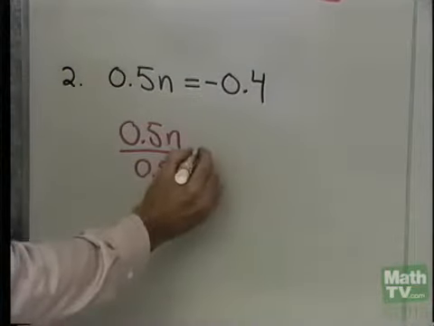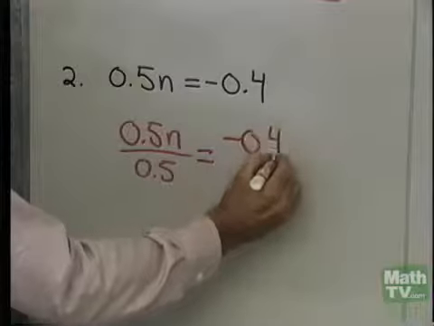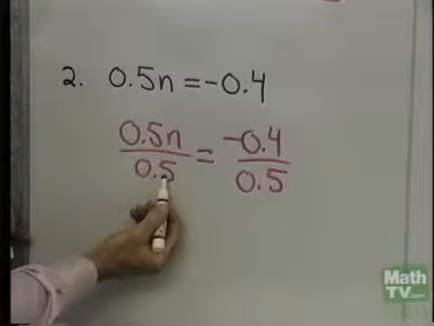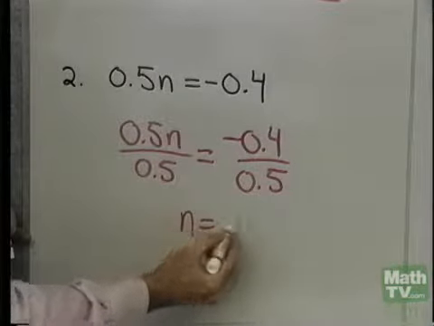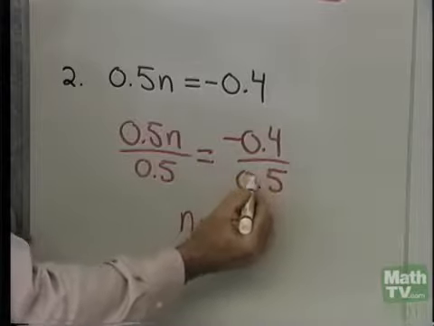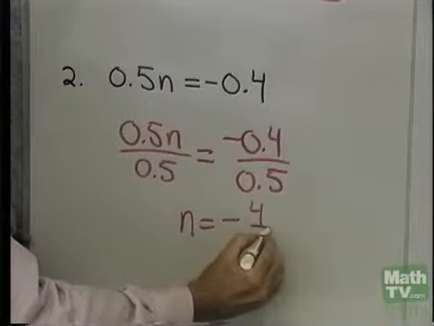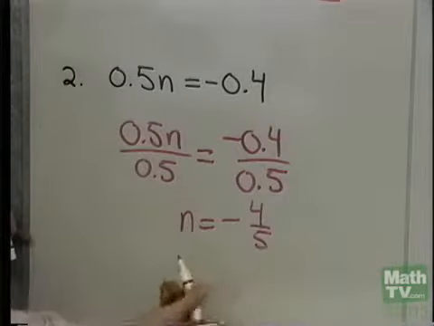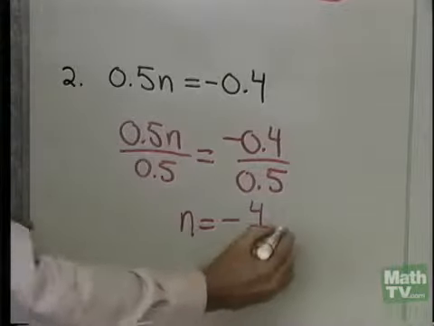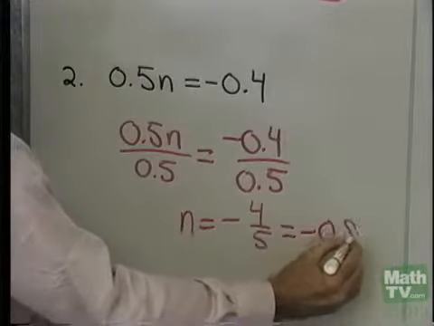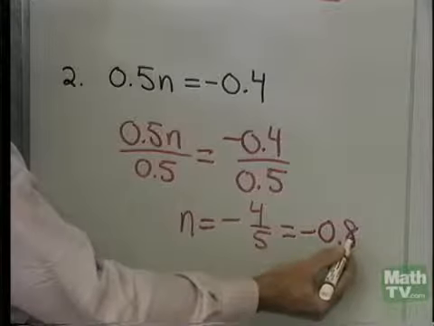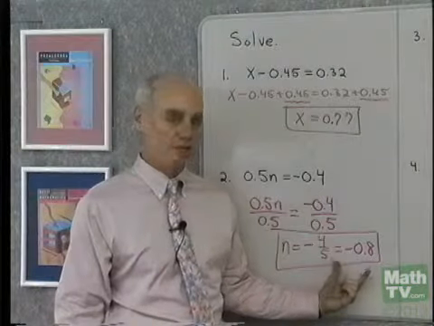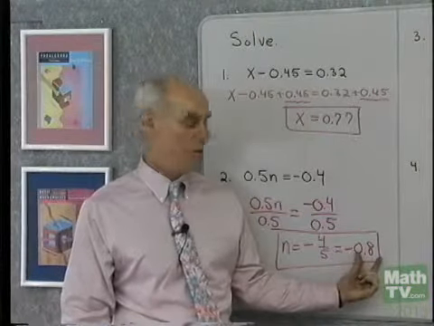Let's finish the problem. If I do that to one side of the equation, I have to do it to the other side also. So here I have 0.5n divided by 0.5. That is just n. And on the other side, I have negative 0.4 divided by 0.5. If I multiply both numerator and denominator of that by 10, I'll end up with negative 4/5. And if I want to, I can change that to a decimal as negative 0.8. If I change 4/5 to a decimal, it's the same as 8/10. So either way you want to write the answer, as a fraction or as a decimal, the answer will be negative 4/5 or negative 0.8.